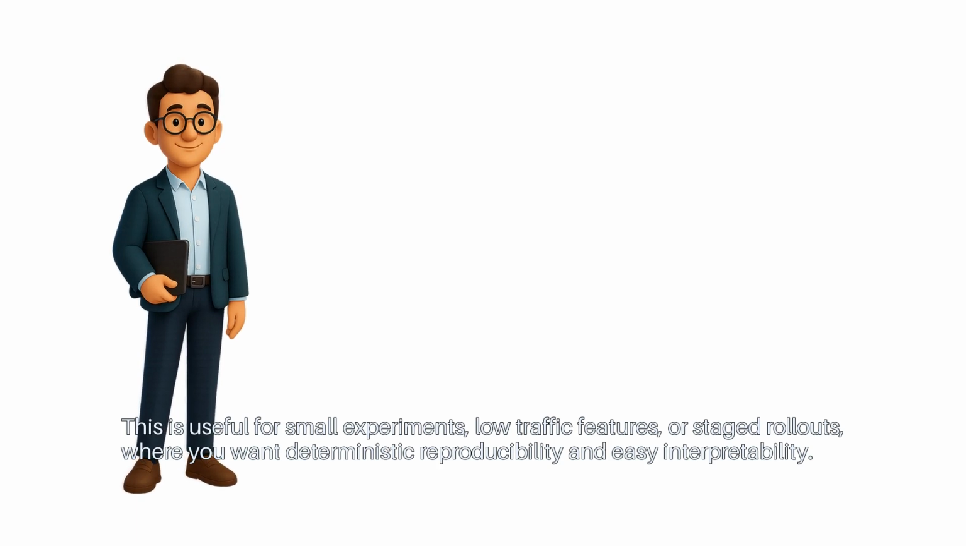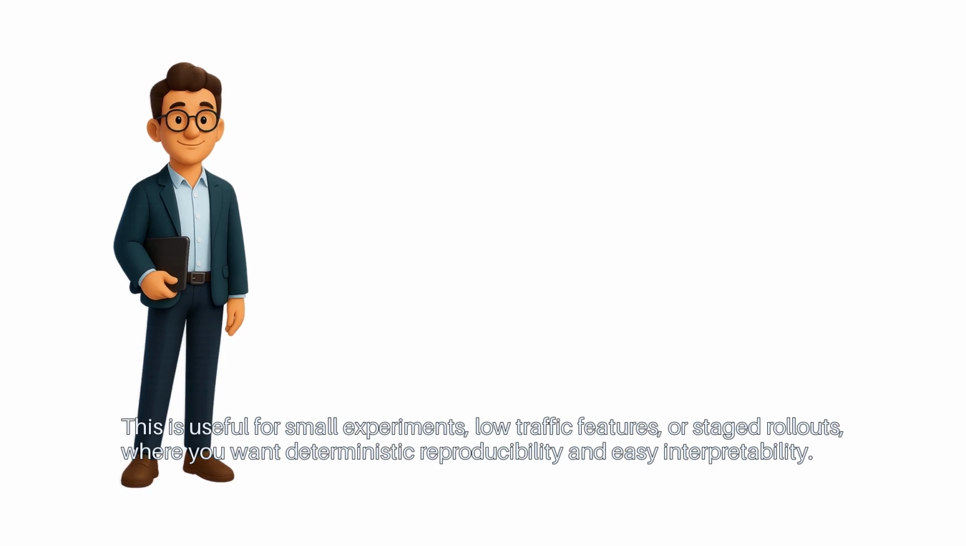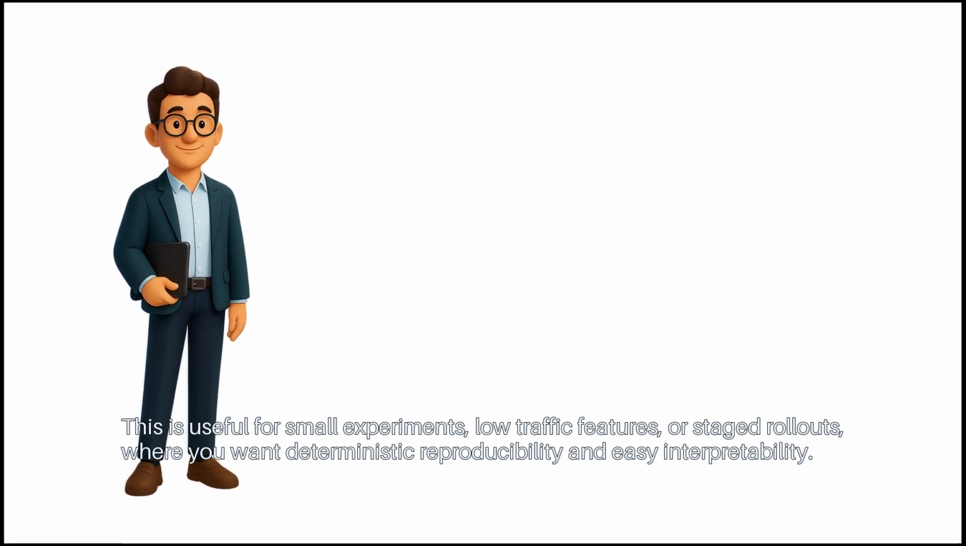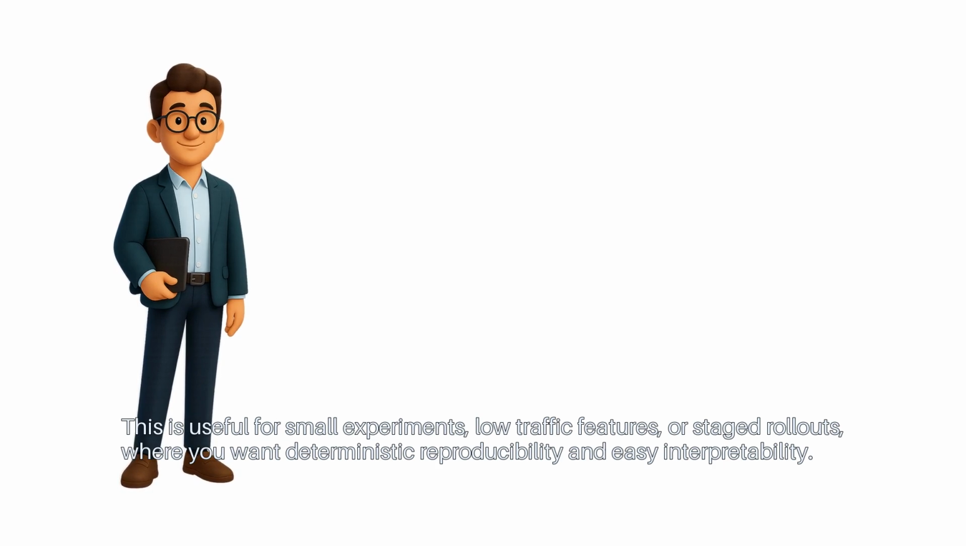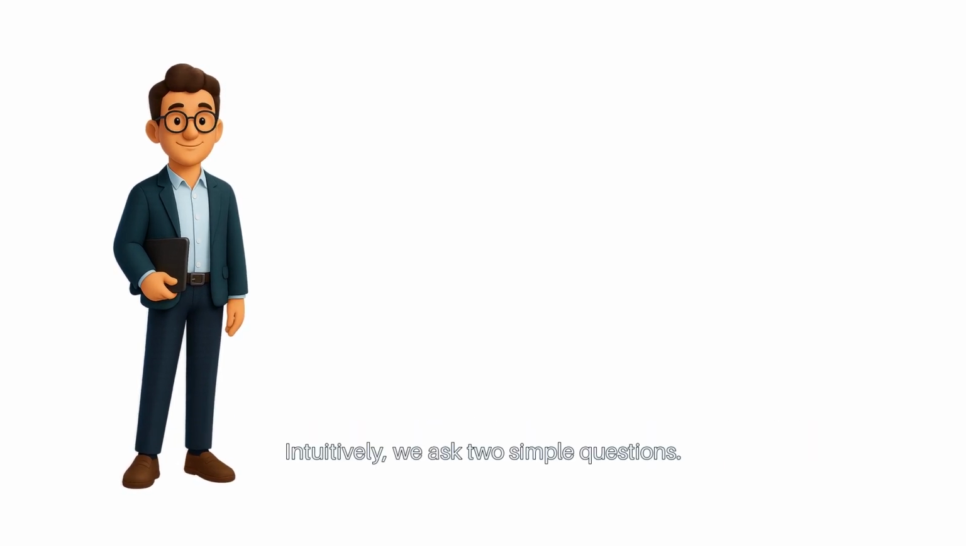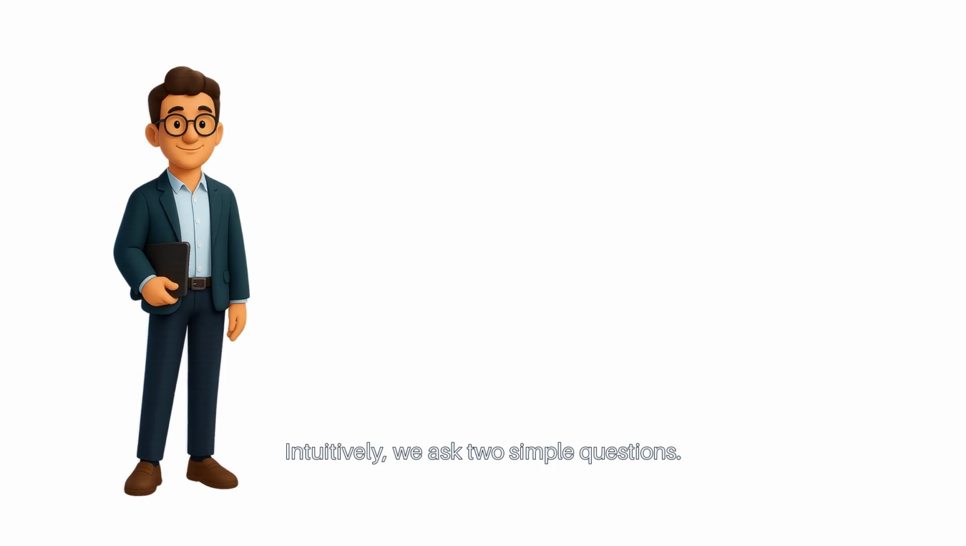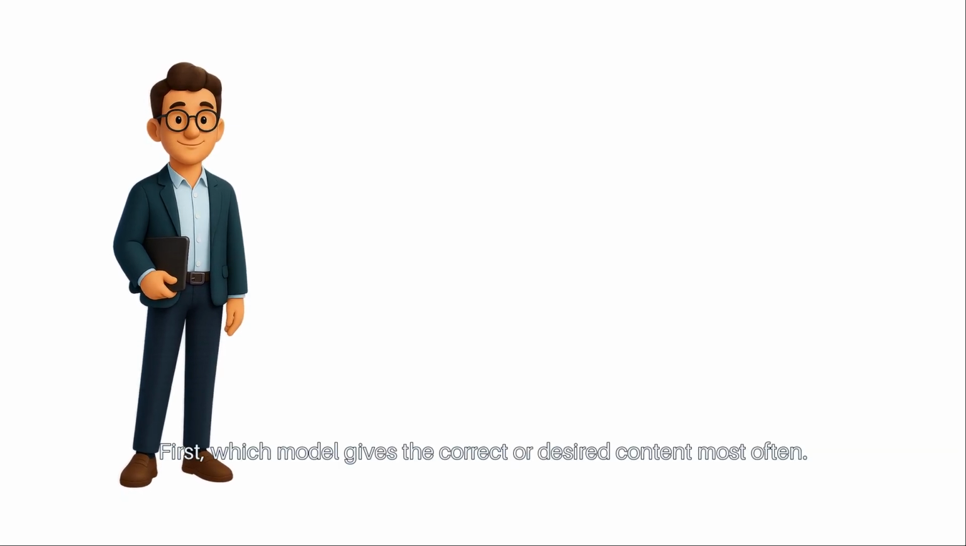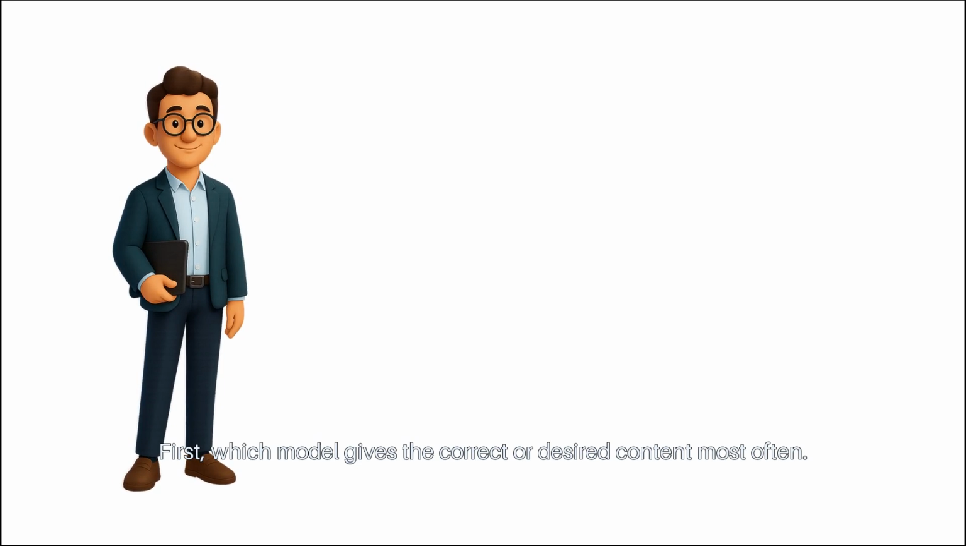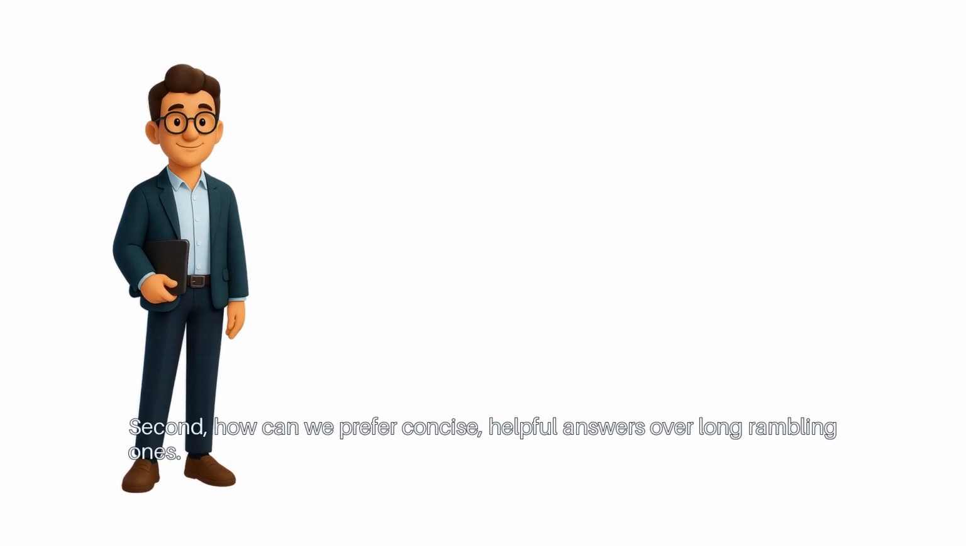This is useful for small experiments, low traffic features, or staged rollouts where you want deterministic reproducibility and easy interpretability. Intuitively, we ask two simple questions. First, which model gives the correct or desired content most often? Second, how can we prefer concise, helpful answers over long, rambling ones?